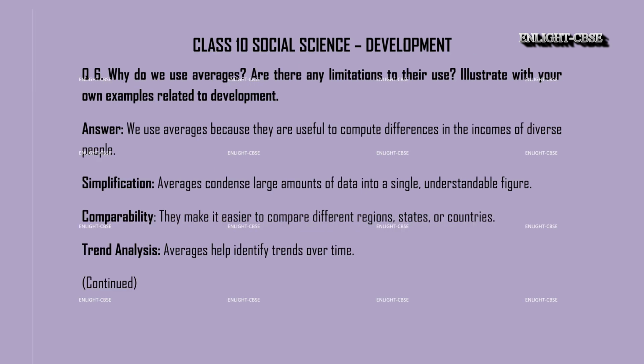Question 6. Why do we use averages? Are there any limitations to their use? Illustrate with your own examples related to development. Answer. We use averages because they are useful to compute differences in the incomes of diverse people.